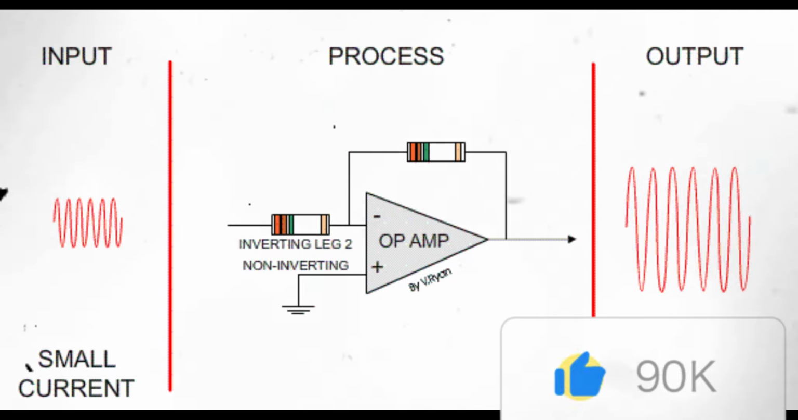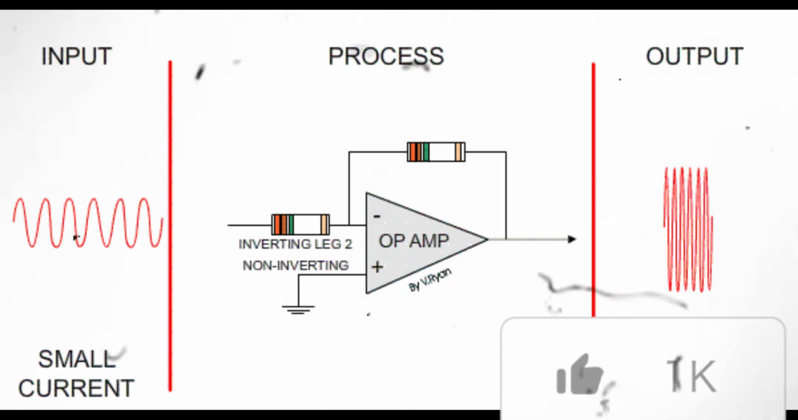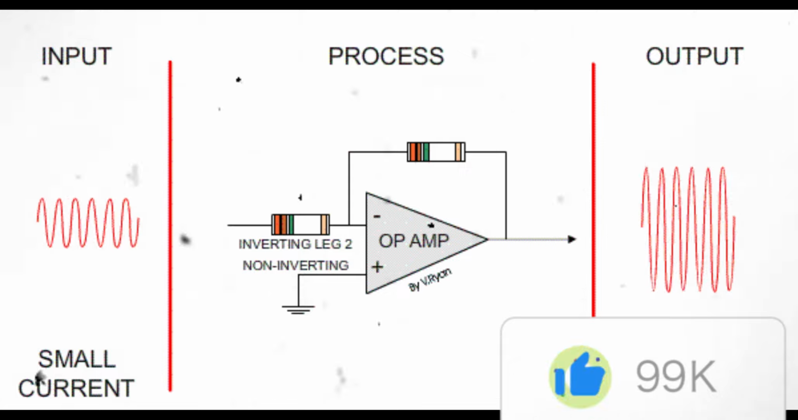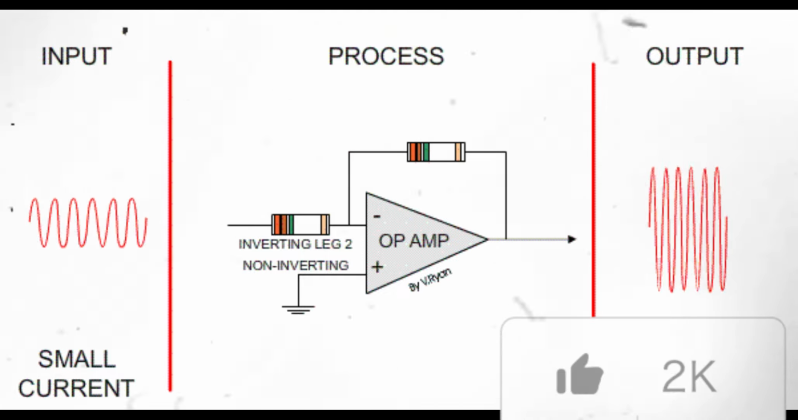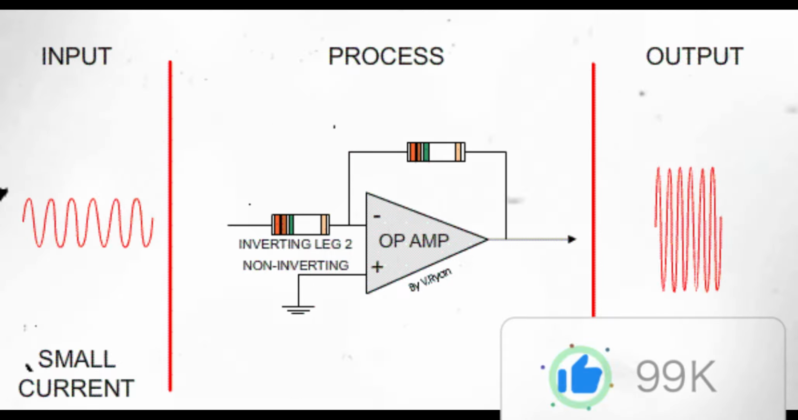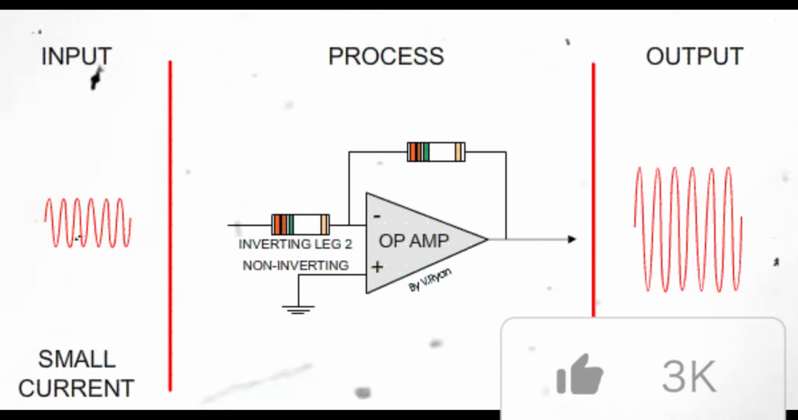Next is the number of channels. The most common number of channels for an op amp is 1, 2, or 4. However, they can have as many as 8 channels.